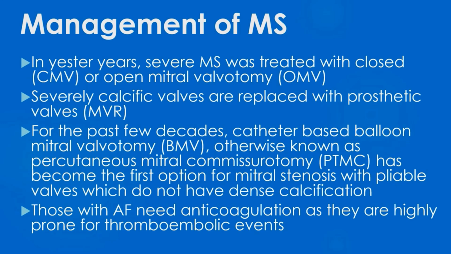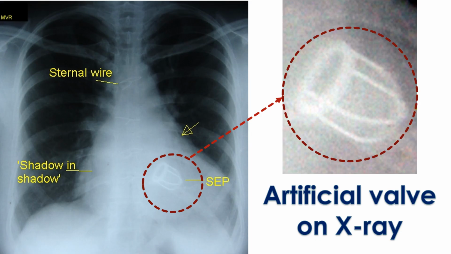In the yesteryears, severe mitral stenosis used to be treated with closed or open mitral valvotomy. Severely calcific valves are replaced with prosthetic valves. For the past few decades, catheter-based balloon mitral valvotomy, otherwise known as percutaneous mitral commissurotomy, has become the first option for mitral stenosis with pliable valves which do not have dense calcification. Those with atrial fibrillation need anticoagulation as they are highly prone for thromboembolic events.